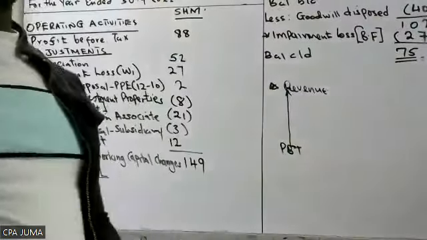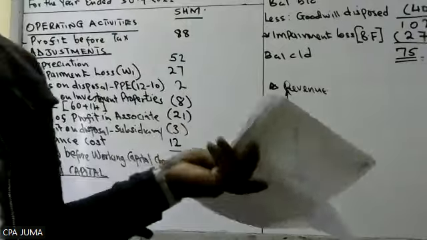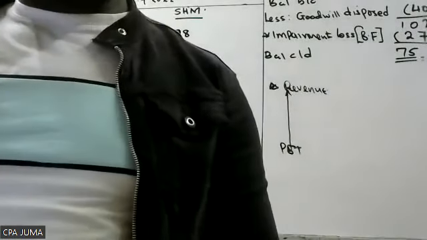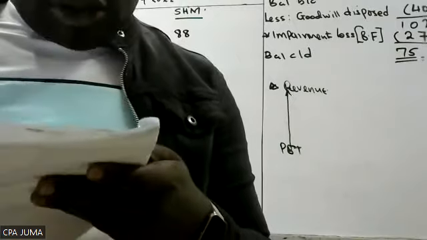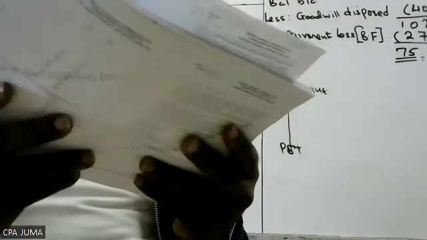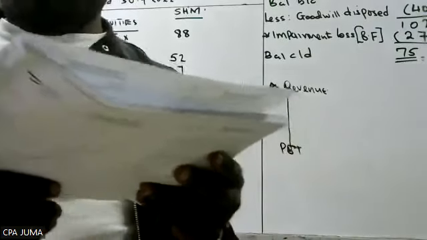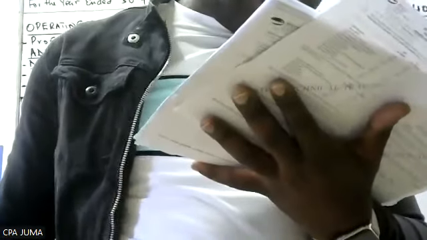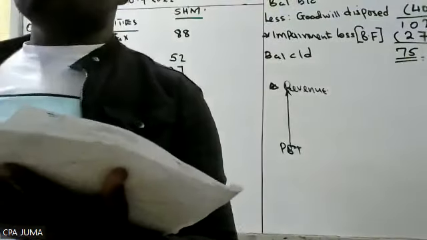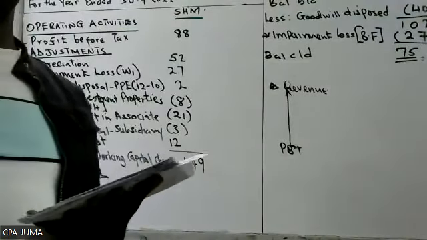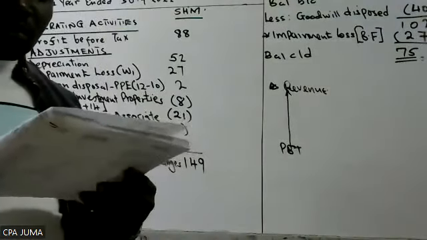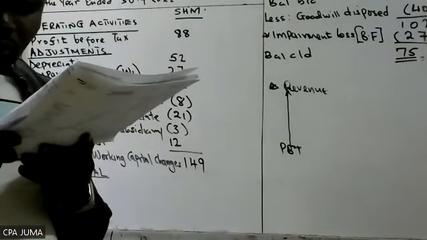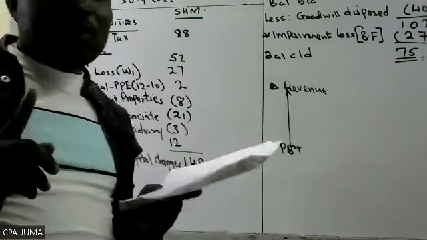All right, working capital. I want us to go to current assets and current liabilities, but let's start with current assets. You are seeing inventories. So inventories, how much was there at the beginning? 201. Beginning was 201.